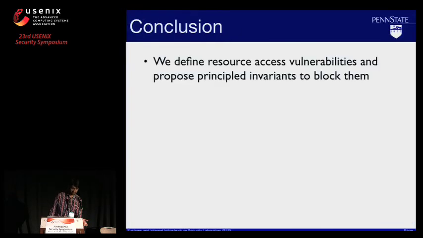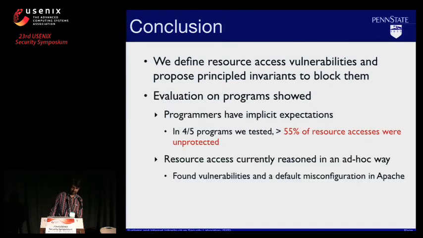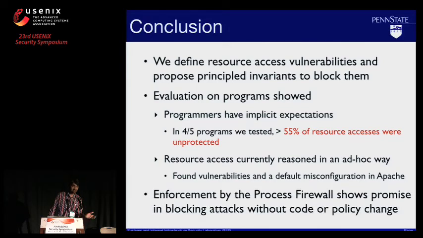So in conclusion, we define resource access vulnerabilities and propose principled invariants to block them. Evaluations on programs showed how programmers make a lot of assumptions about the system they're going to be deployed on, and that resource access is currently dealt with in a very ad hoc manner. And the enforcement by the process firewall shows promise.